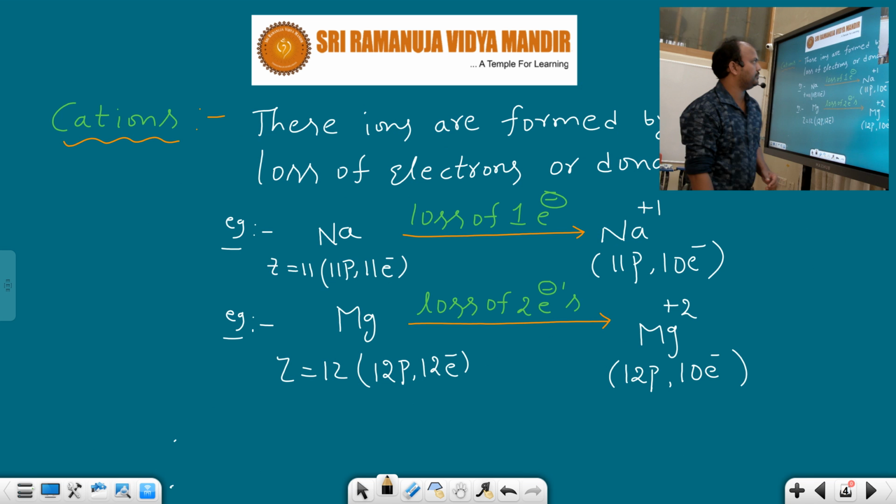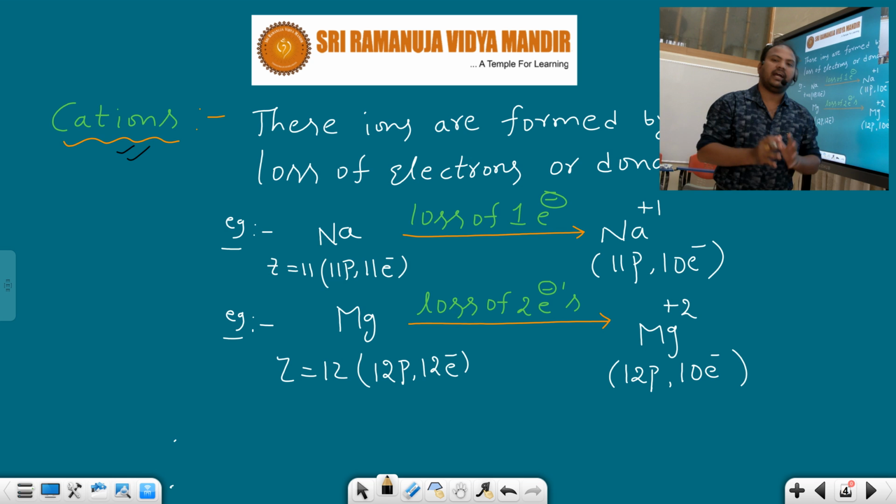First of all, cations, positively charged ions. Have a look at the screen. These ions are formed by the loss of electrons or donation of electrons. So when is a cation formed? When a cation is formed, an atom either loses or donates electrons. Why does the atom lose electrons? What is the reason? The only reason is to attain stability. When the atom loses an electron, it gets a charge, and then it is more stable.